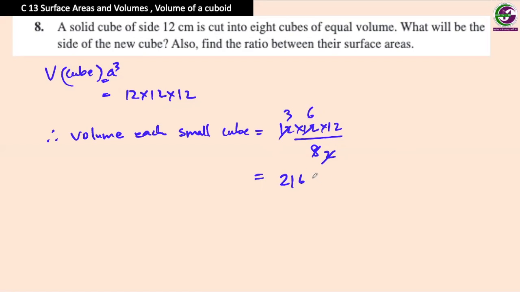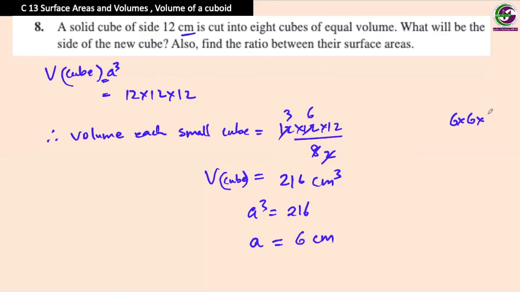which is 216 centimeter cube. So volume of the cube, we know this is a cube. A cube is 216. So taking cube root on both the sides, we'll get each side is 6 centimeter, because 6 times 6 times 6. 6 times 6 is 36. 36 times 6 is 216. Therefore, the side of new cube is equal to 6 centimeter.